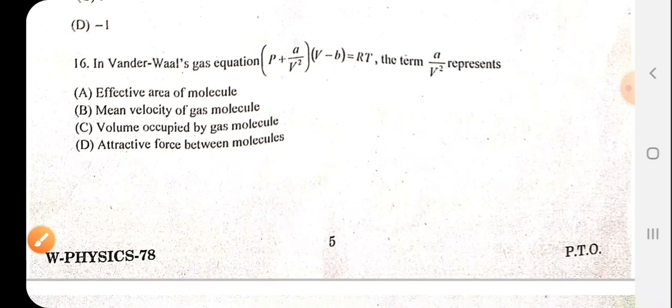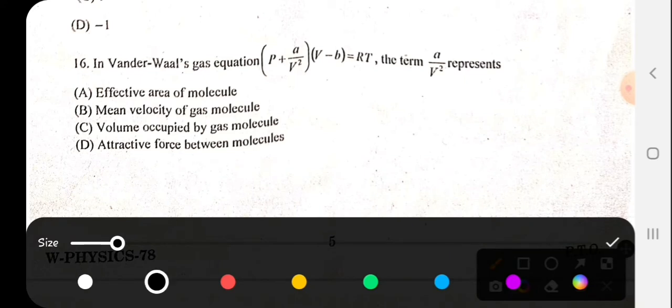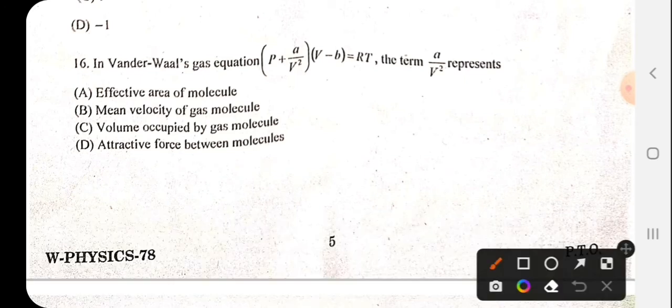Next, come to question number 16. It is given: in the van der Waals gas equation, P plus A upon V square, multiplied by V minus B, equals RT. This is called the van der Waals gas equation. What does the term A by V square represent here?